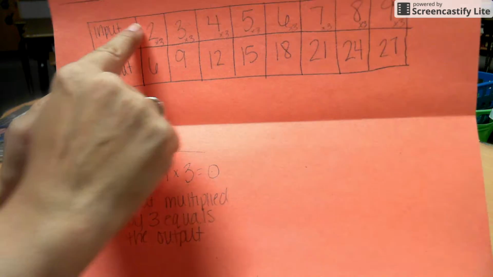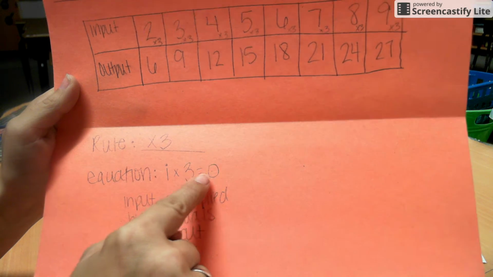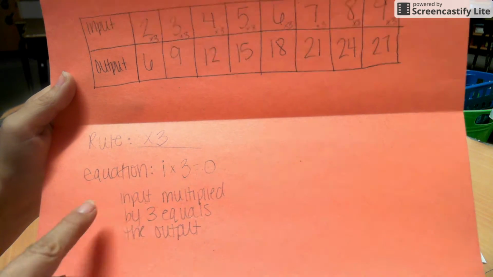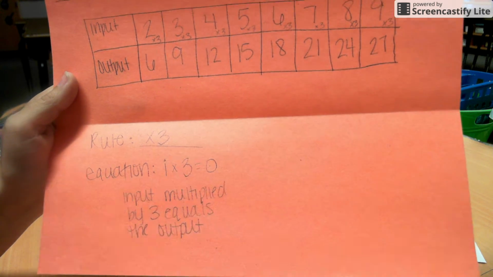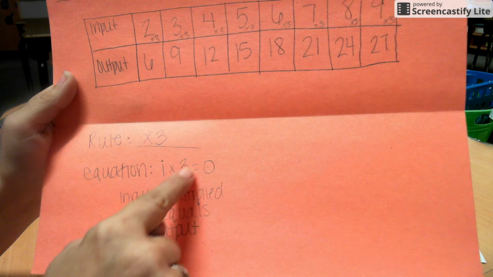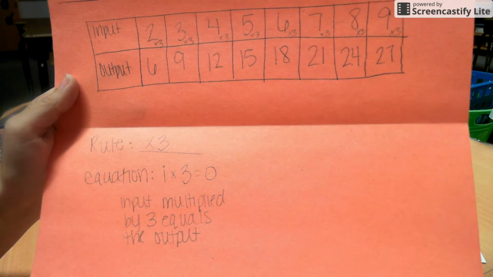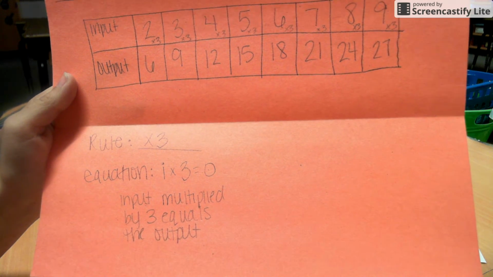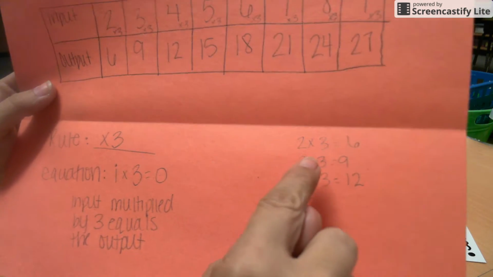So down here, I wrote my equation. I took my input, whatever was in my input, I multiplied it by 3, and that equaled my output. So my input multiplied by 3 equals my output. That means whatever is on this side of the equation equals that side, just like my balance scale. So go ahead and write that down.